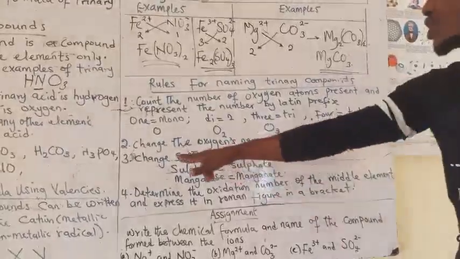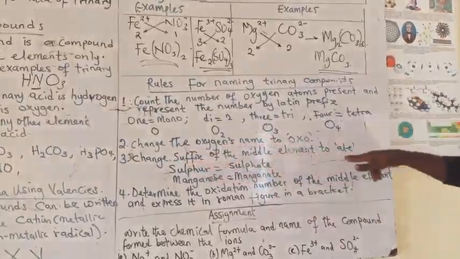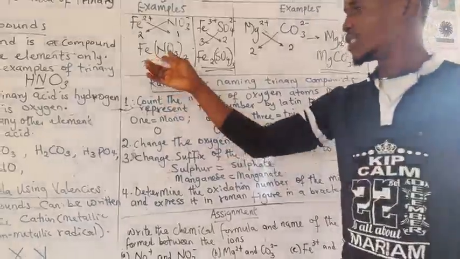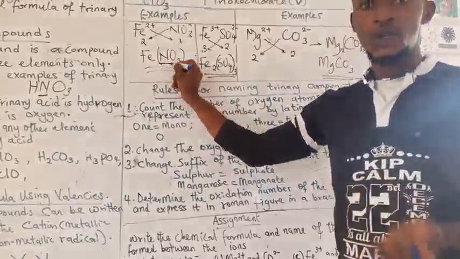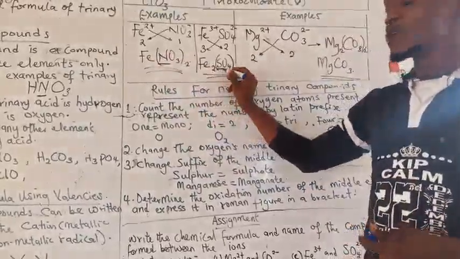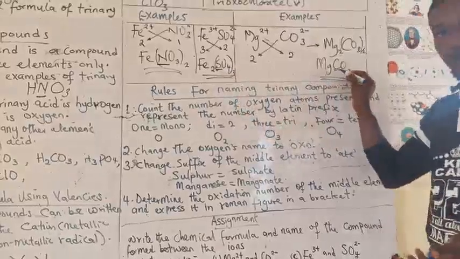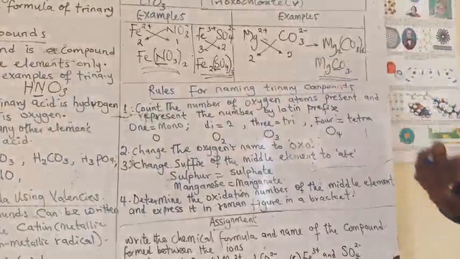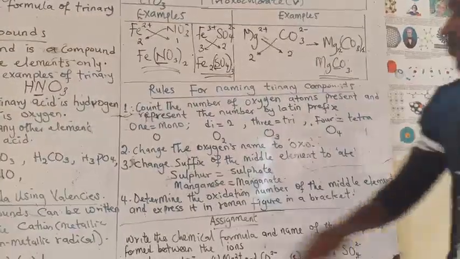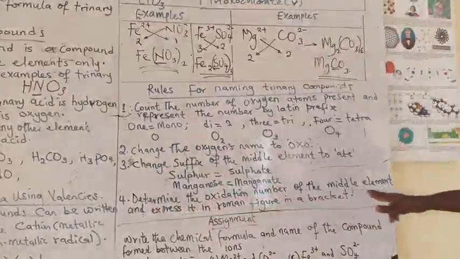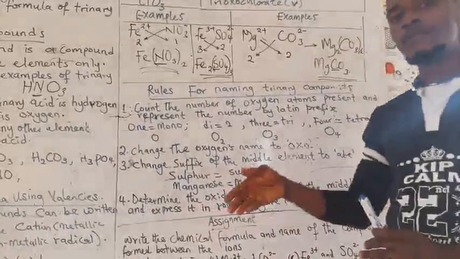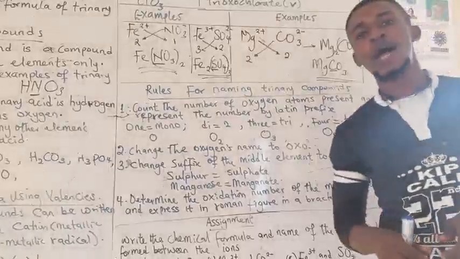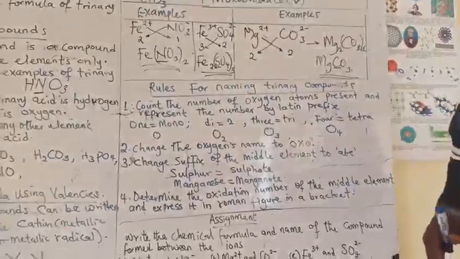Number 3, change the suffix of the middle element to ATE. In this compound, if I may ask you, what is the middle element here? You know it is nitrogen. We don't call it nitrogen, we call it nitrate. We don't call this sulfur, we call it sulfate. We don't call this carbon, we call it carbonate. So I name them by removing their suffix and adding ATE. Now, determine the oxidation number of the middle element. I will teach you how to determine the oxidation number of the middle elements in a different video.